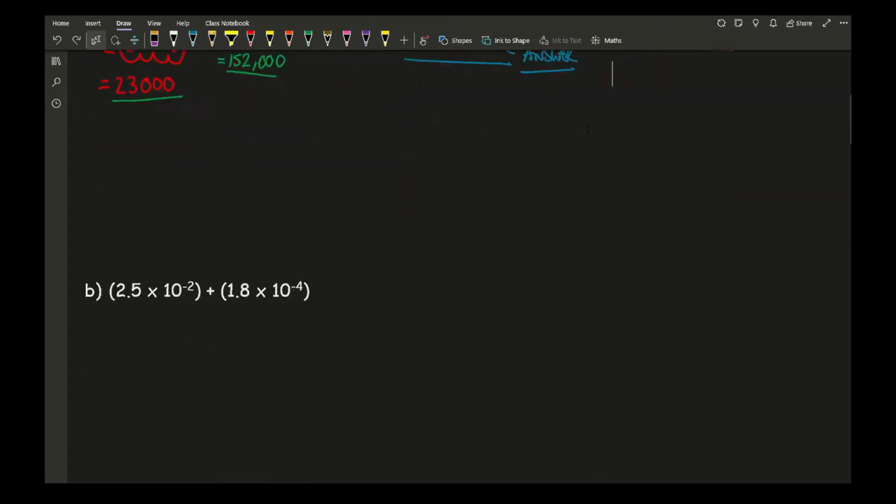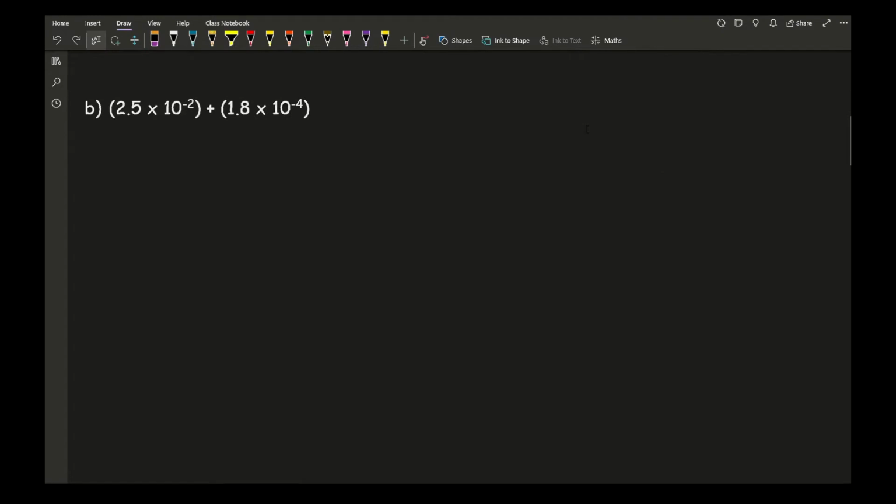So the next thing we move on to is another example. So let's have a look at this one here. So again, here we've got negative powers. So again, I'm going to convert this number into ordinary form. So I've got 2.5. This time I'm moving the decimal point 2 places to the left. So that's 1, 2, so that's where the decimal point's going to go, and I add my zeros.